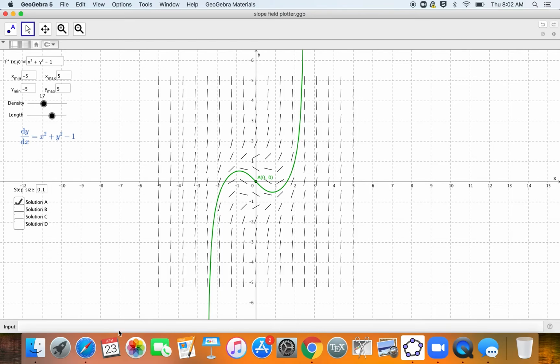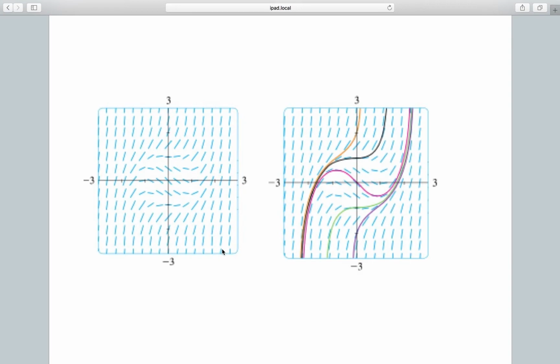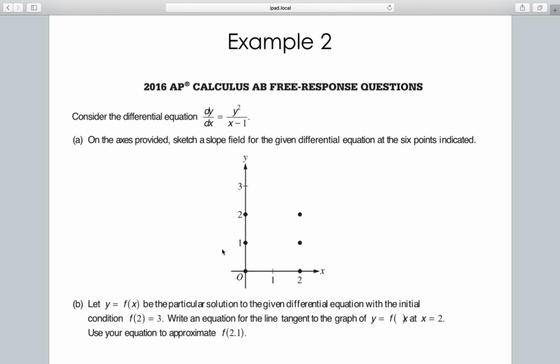All right. I'm going to do one more example. So for a long time, I was like, yeah, we're doing these slope fields, they'll never put one on the AP exam. And then in 2016, they put one on the exam. I had never seen it before, but they actually had a slope field on the exam, and this was it. It says, on the axes provided, sketch a slope field for the given differential equation at the 6 points indicated. So we have our formula for what to do to find the slope at each coordinate.